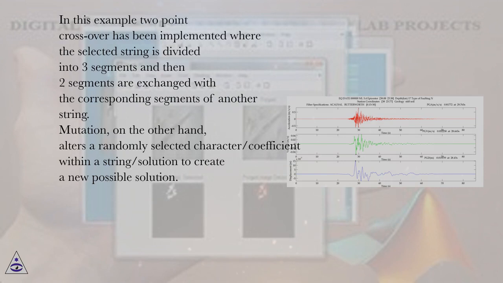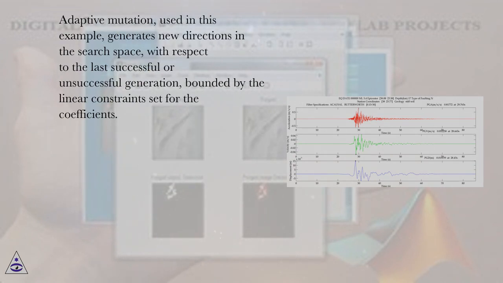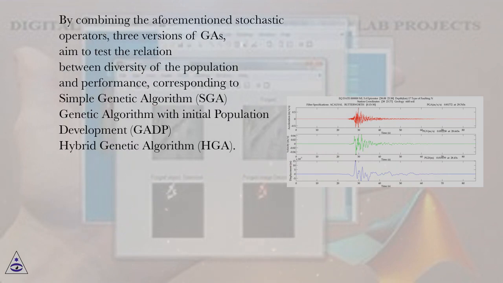Mutation, on the other hand, alters a randomly selected character/coefficient within a string/solution to create a new possible solution. Adaptive mutation, used in this example, generates new directions in the search space, with respect to the last successful or unsuccessful generation, bounded by the linear constraints set for the coefficients. By combining the aforementioned stochastic operators, 3 versions of GAs aim to test the relation between diversity of the population and performance, corresponding to simple genetic algorithm, SGA, genetic algorithm with initial population development, GADP, and hybrid genetic algorithm, HGA.